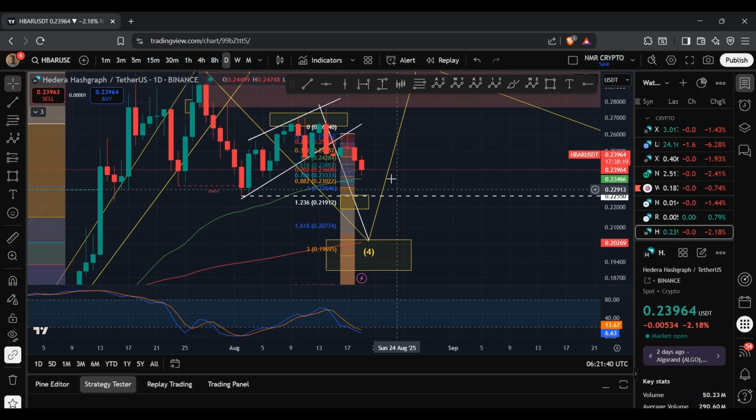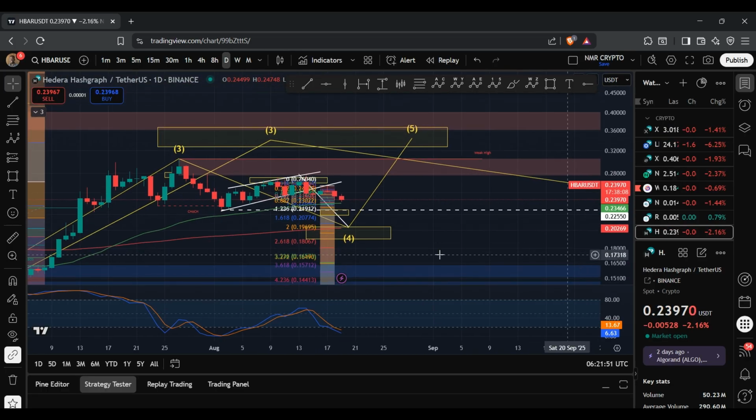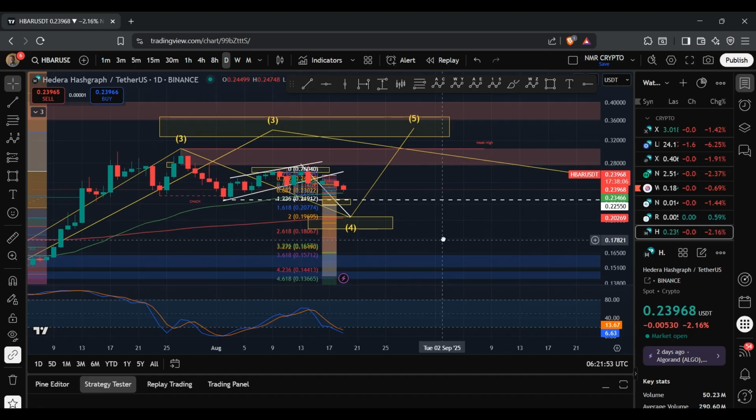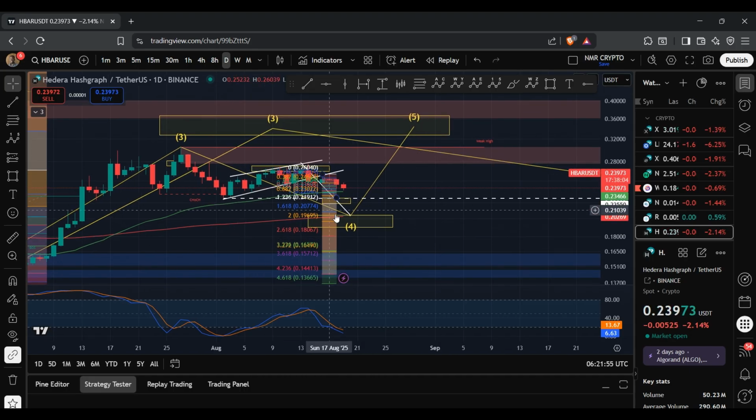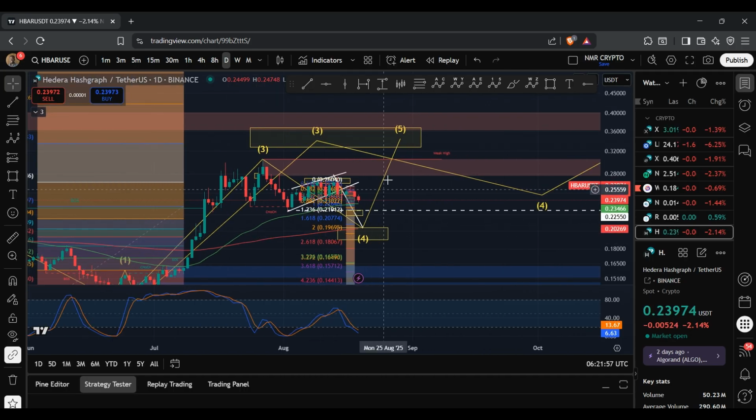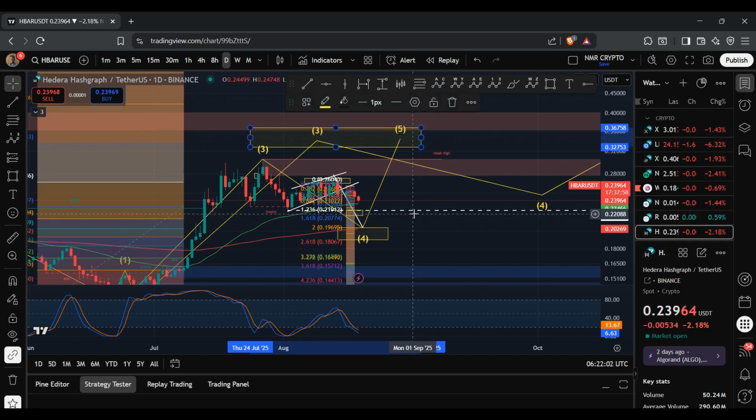But first and foremost, I'll be looking out for a further push to the downside, where it's possible that we actually retest the 200 DMA on the daily chart. We find support at that level, and then we see that reversal. And from then on, we can then begin to track the wave 5. And depending on how deep the wave 4 goes, it's possible that the wave 5 has the potential to go even higher than the initial target that I set out initially.